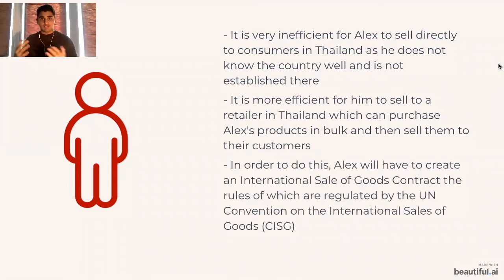This is assuming that he's found someone in Thailand, maybe a shop, a retailer, that he's willing to do business with. And in order to give the products to him, he'll have to create a contract. That's regulated by the UN Convention on the International Sale of Goods, shortened CISG.